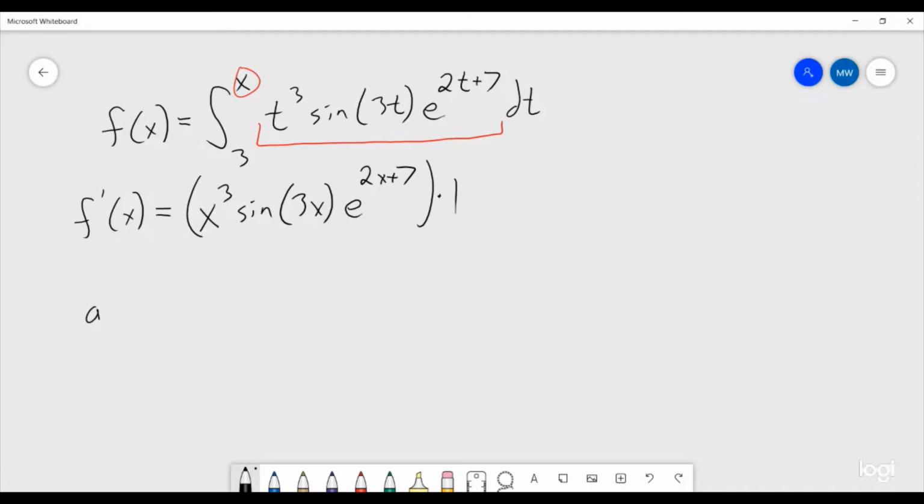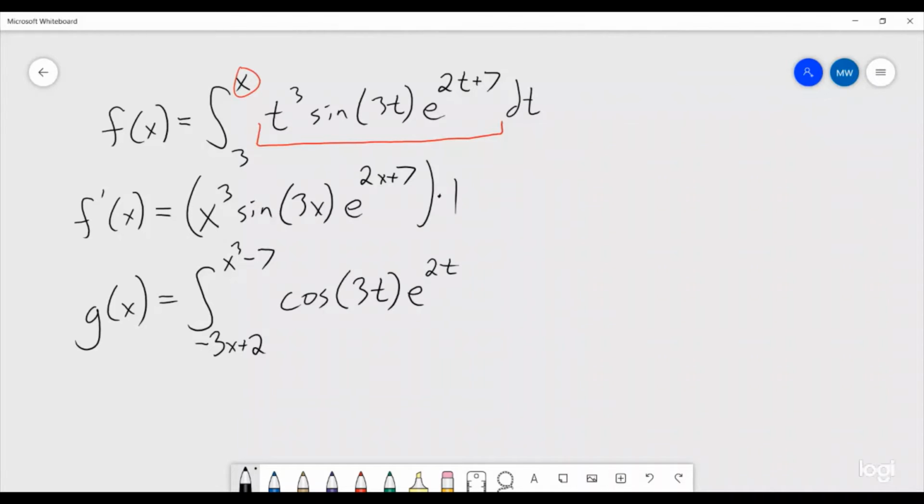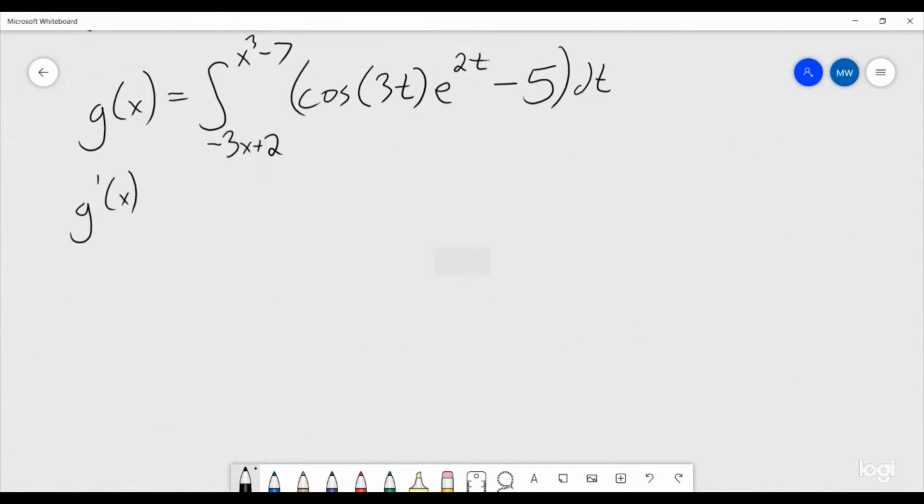So if we had a second function, like g of x is equal to the integral from negative 3x plus 2 to x cubed minus 7 of cosine of 3t e to the 2t minus 5 dt, and we were trying to figure out what is g prime of x. This is going to then be our function evaluated at the top minus the function evaluated at the bottom, but we are going to be multiplying both of them by the derivatives that would come out through the chain rule.